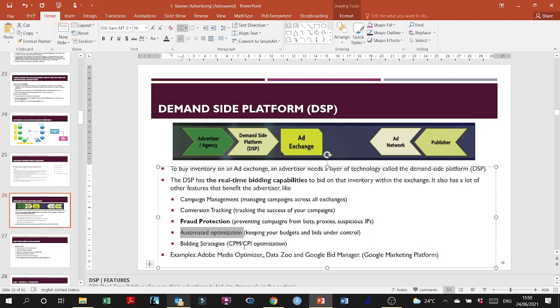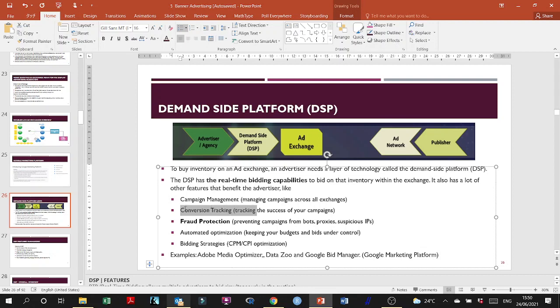Then we have the bidding strategies like the cost per mille, the cost per impressions. So you can optimize also. So the automated optimization and automated bidding and control of budget, these could easily be understood from the paid search ads.